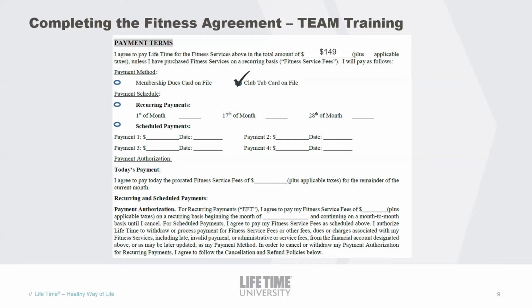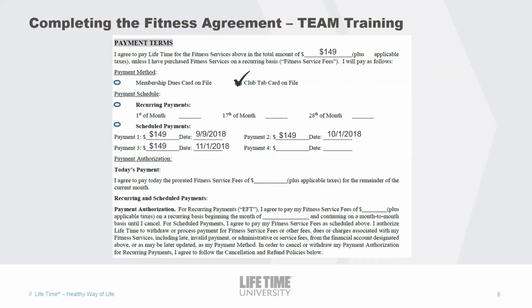Being that team is a minimum 3-month commitment, we will leverage the scheduled payments section. 3 payments will be filled in. Payment 1, $149 on today's date. Payment 2, $149 on the 1st of the next month. And payment 3, $149 on the 1st of the following month.